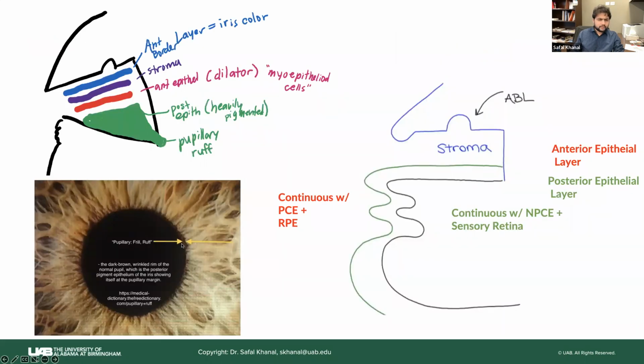Here's the pupillary ruff that we talked about in the earlier slide. And this is basically the pigmented epithelium shining through the pupil area. Now, one thing to remember is the continuation of the layers of iris epithelium to the posterior ocular tissues. So the anterior epithelial layer is continuous with the posterior ciliary epithelium and retinal pigment epithelium. And the posterior epithelial layer of the iris is continuous with the non-pigmented ciliary epithelium and the sensory retina in the back of the eye.